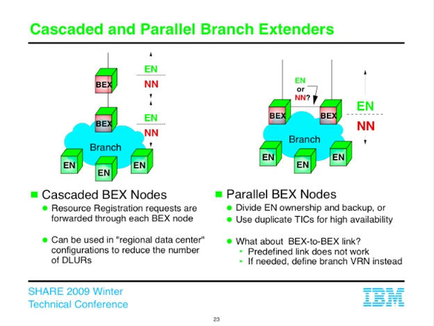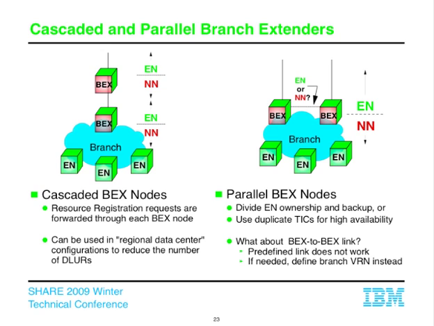Now there are a few issues involved with branch extenders. One of them is, what happens if you put a branch extender below a branch extender? So in this case, I've got 3 end nodes that are using a branch extender as their network node. He's presenting an end node image up to this branch extender, who's acting like a network node to him, but he's also playing end node to somebody upstream.